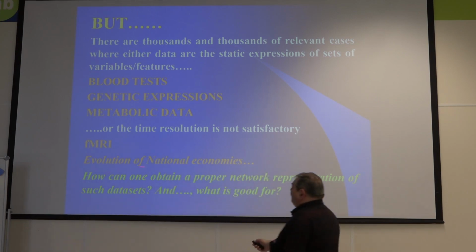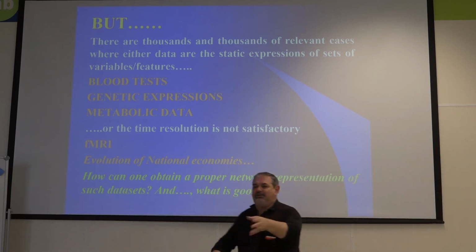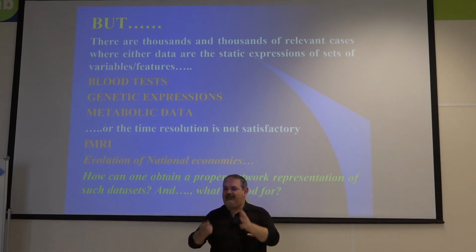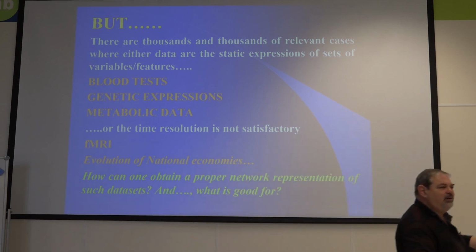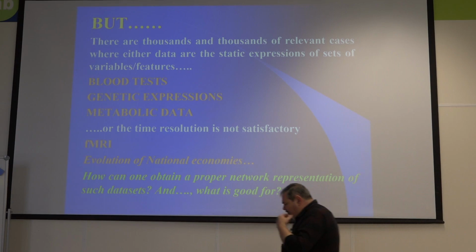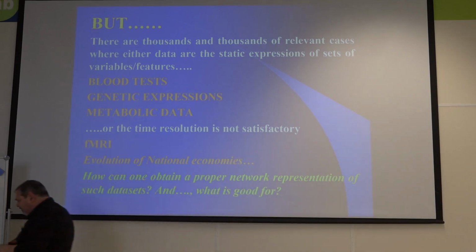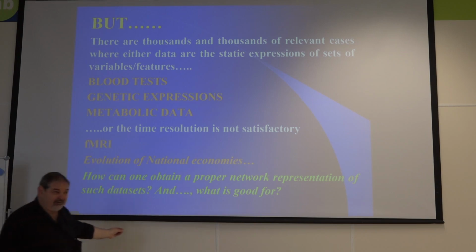Or, for example, the evolution of national economies. Each year, each nation publishes the 60 most important macroeconomic indicators. One is the GDP, but many others, like the unemployment rate. And from these things, you want to say if the nation is healthy or not healthy. You have to do some economic measure of what is happening. So you have this kind of data, and you want to understand if you can attempt a network representation of this data, and what this network representation is used for, which kind of information you can extract from this.